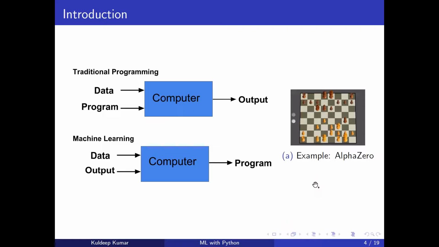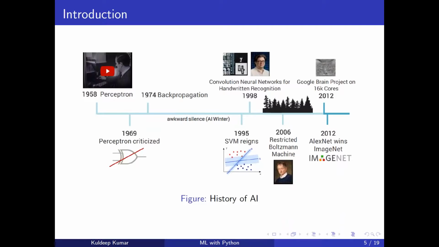And it took just 4 hours to learn. So this is just to highlight what the difference is between traditional programming and machine learning. We shift from a heuristic-based approach to a data-driven approach. We let the data do the talking. Now I will give you a brief overview of how this has come about.